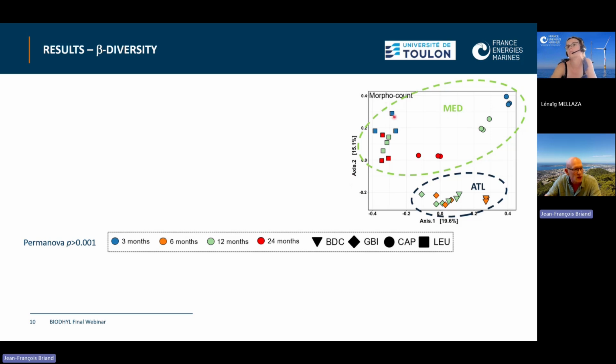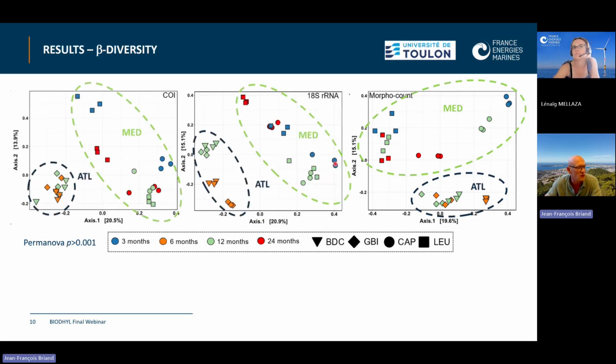So when we look at this, which is based only on the morphology approach, you can clearly see that there was a difference depending on the geographic pattern. So the ocean, you have the Mediterranean samples here and the Atlantic here. And what is interesting is that if you look at the different set of data with the two molecular markers, you have quite the same information for these geographic differences.